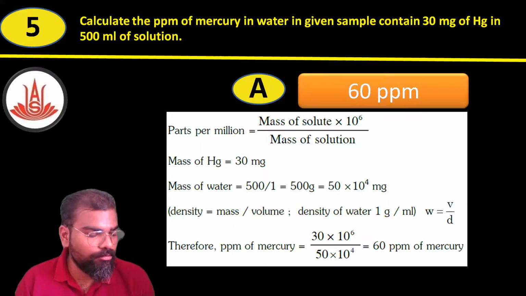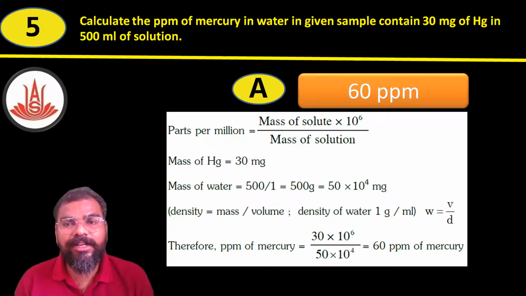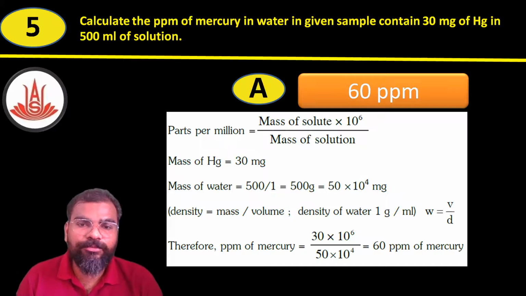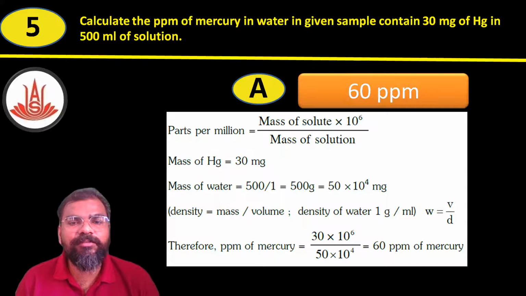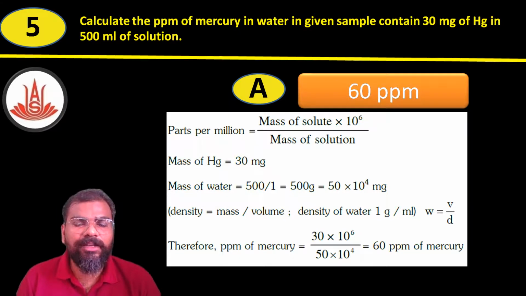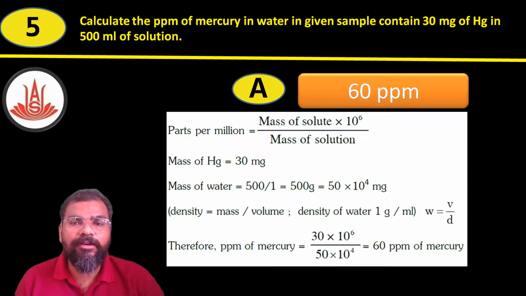So parts per million is equal to mass of solute multiplied by 10 raised to power 6 upon mass of solution. This is the formula of ppm. So mass of Hg they have given for the sample, that is 30 mg. Okay, so mass of water is equal to 500 gram. So if you convert it into milligram, then 5 into 10 raised to power 5 mg. Now density is equal to mass upon volume, so density of water is 1 gram per ml. So W is equal to V upon D, that is volume upon density.